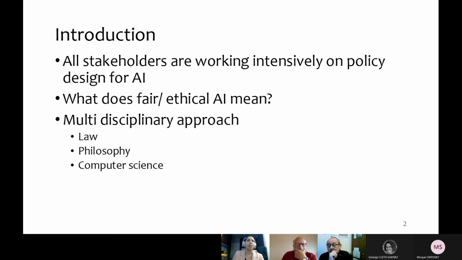All actors in the field have been talking for some time about the need for AI to be fair, ethical, and just. But what exactly that means remains an open question. And different disciplines have different explanations for what algorithmic fairness would look like.